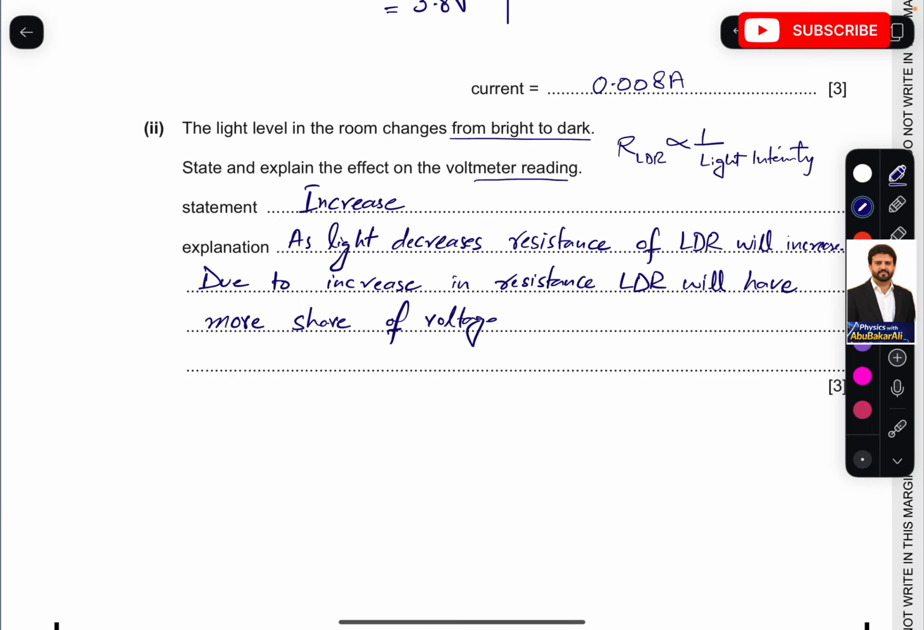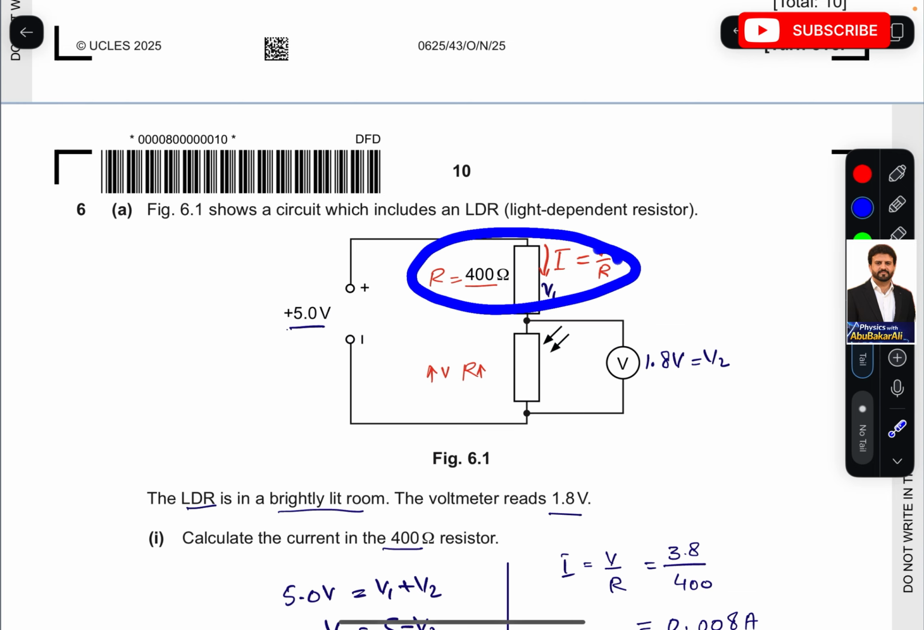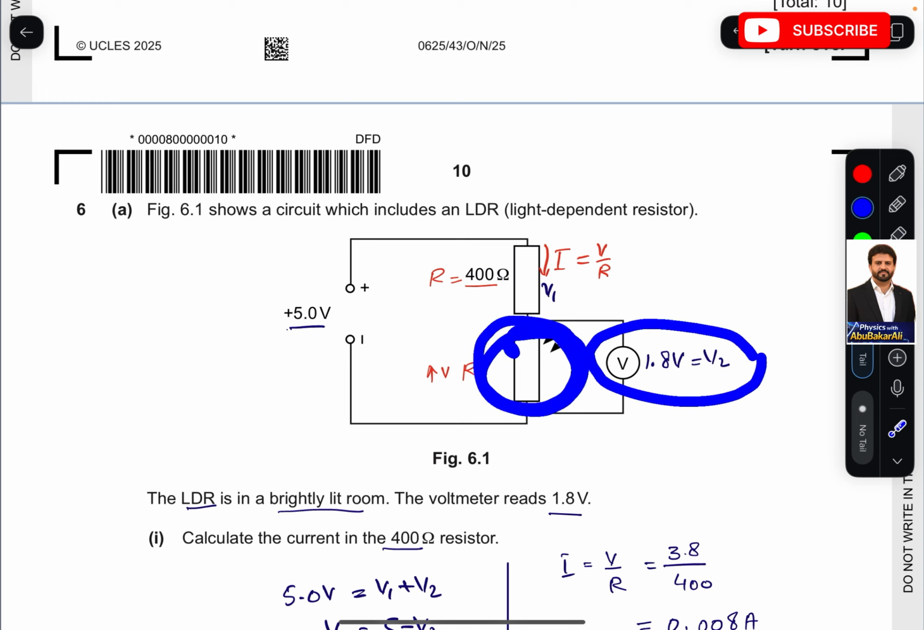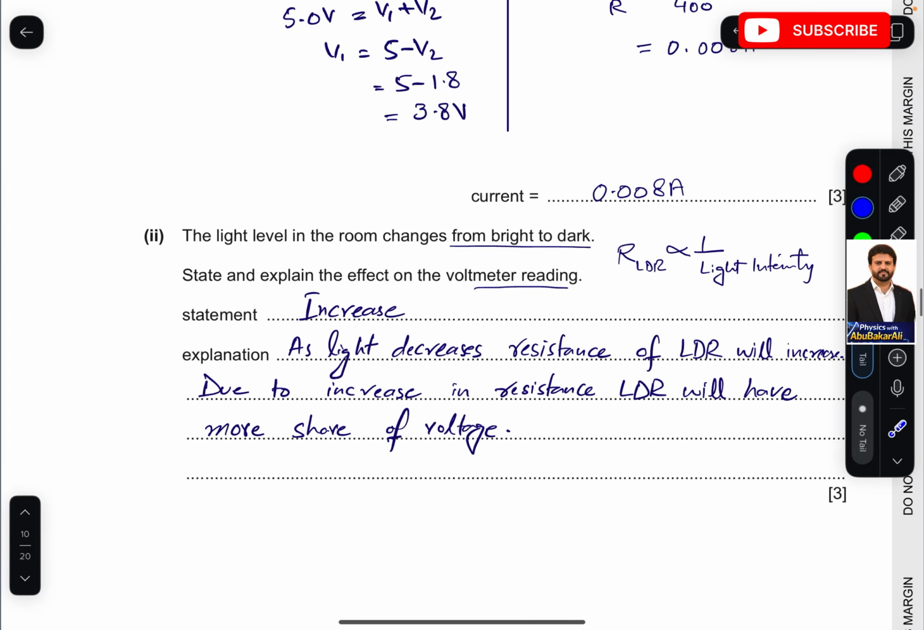What do I mean by more share of voltage? If you see the diagram, this is the total voltage. Some of this will go there and some of this will go there. How much they will have, it will be defined by the resistance. The more resistance they have, the more share they will have from this 5 volts. So if the resistance of this is increasing, it will have higher share and this will have lower share automatically, of the voltage.